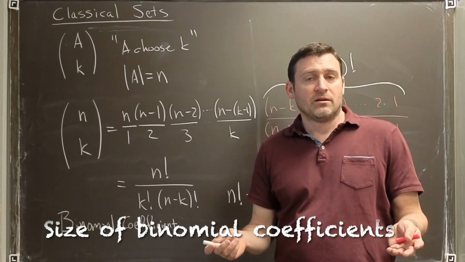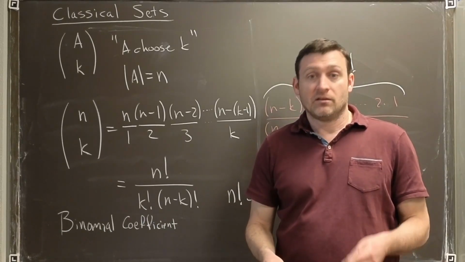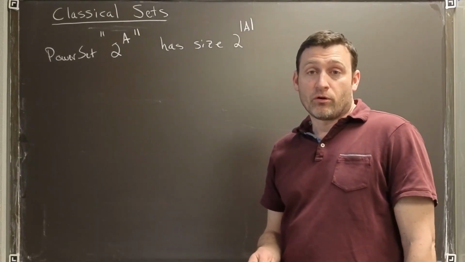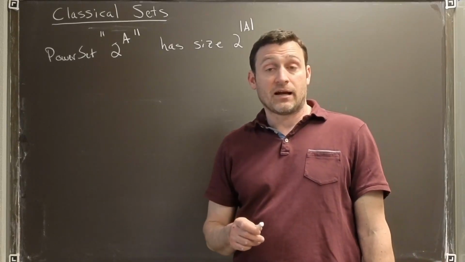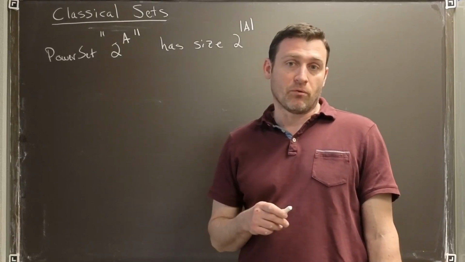But how big is it? It may surprise you that this number grows exponentially fast. Let's see why that has to be the case. To get a feel for how binomial coefficients, these n choose k's, grow, let's look at our Hasse diagrams. Remember, this was a way that we could model in visual ways how subsets go.